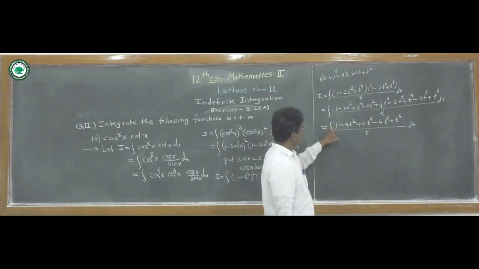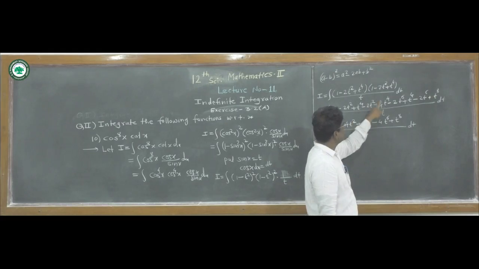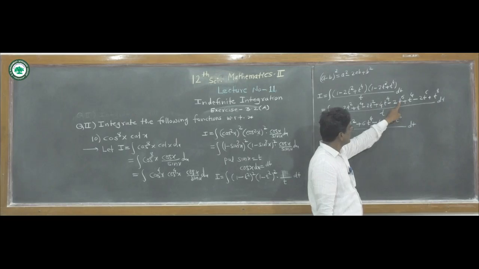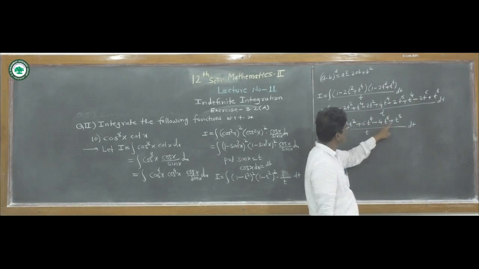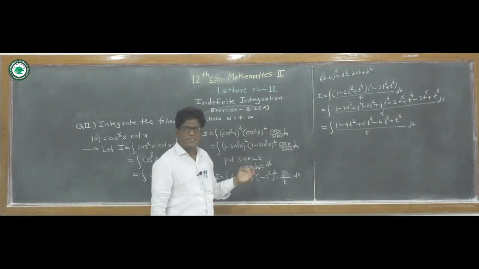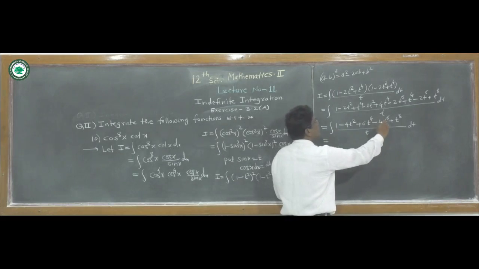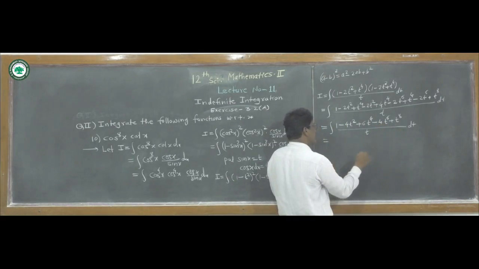So here 1 as it is, minus 2t square minus 2t square is minus 4t square, then t to the power 4, here 1 plus 4 is 5, plus 1 is 6, and then t to the power 6, here minus 2t to the power 6 minus 2t to the power 6, that is minus 4t to the power 6, plus t to the power 8 divided by t. Now here take the separate division. So this is equal to, we divide every term of the numerator by t separately and then take separate integration also.